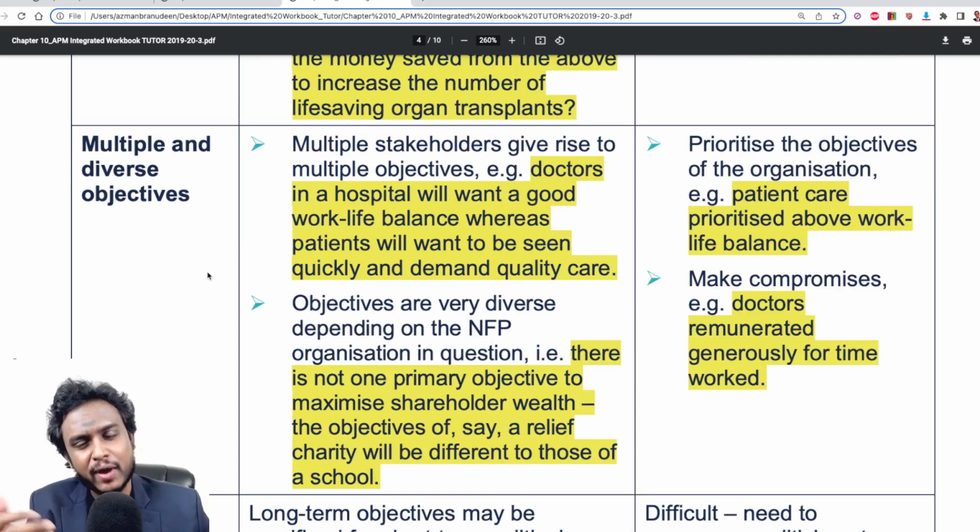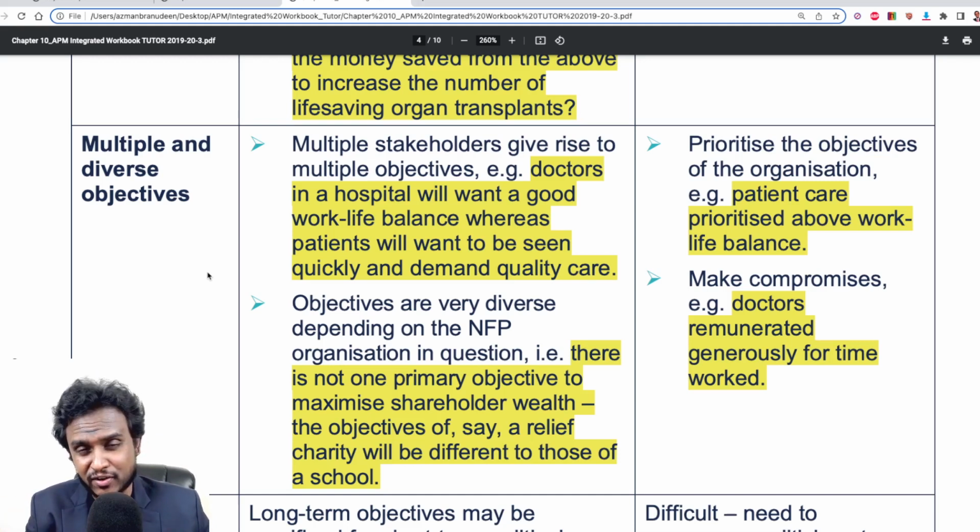When you have multiple and diverse objectives, which is the third issue, then obviously there is no other way, you have to prioritize. That's one of the most effective methods. You have to prioritize what is the most urgent matter, what is the most important matter, and make a valid neutral judgment saying these are the important objectives that we need to attain. Like, for example, patient care in a hospital, patient care will be prioritized above something like work life balance.